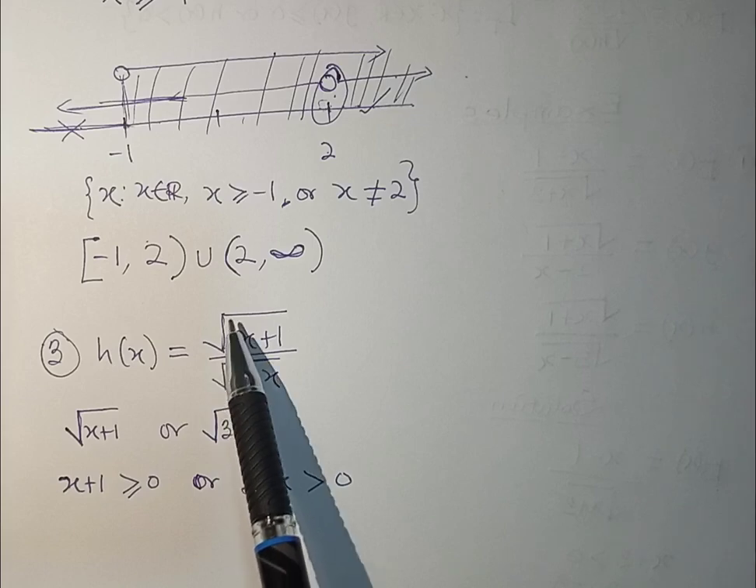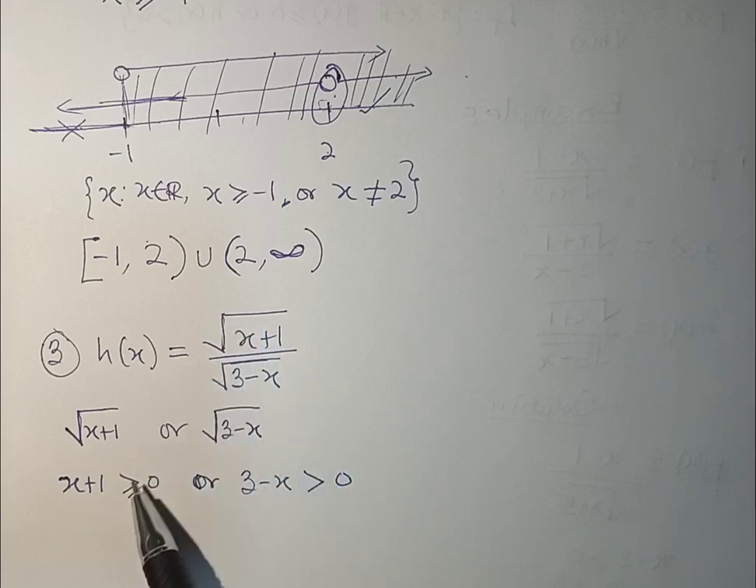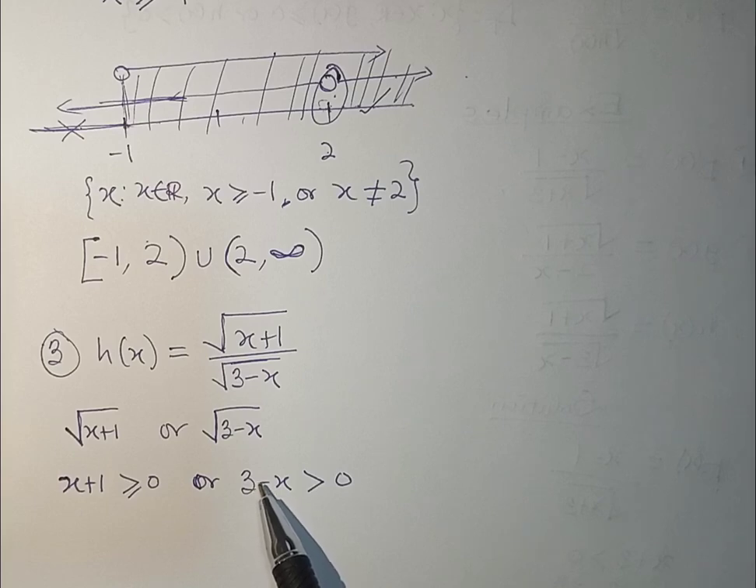When you have examples like this, this is how you solve it. You take the numerator, solve it separately, but it should be greater or equal to 0. And you take the denominator, that one should also be what?